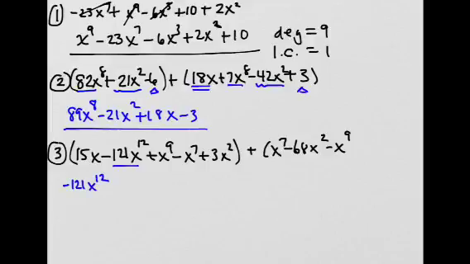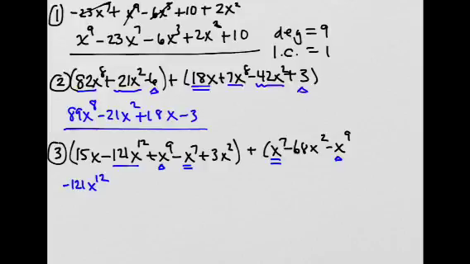Okay, the next highest is 9th power, so that would be this one and this one. So x to the 9th minus x to the 9th cancels out. Okay, so there's no 9th power in the answer. The next one after that is x to the 7th, so that's this one right here and this one right here. Again, they cancel out, so there's no x to the 7th in the answer.